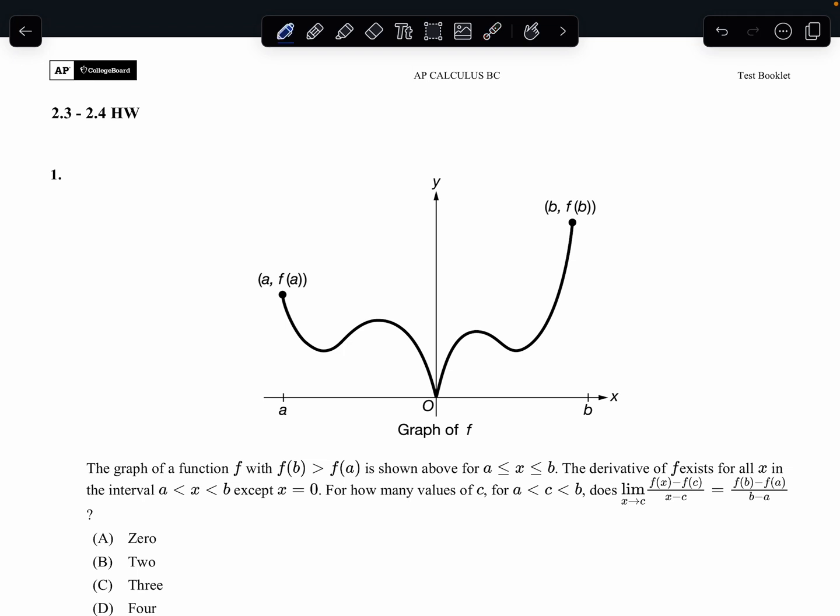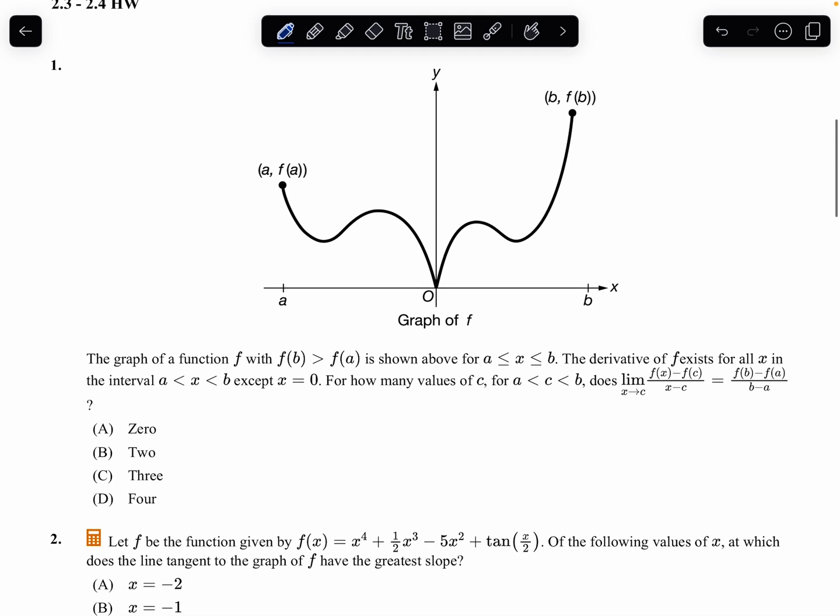It should. Okay, so for number one, the graph of the function with f of b being greater than f of a just means that this point is greater than that point. That's what that means, as shown from a to b. The derivative of f exists for all x from a to b except at x equals 0. And that looks like it's going to be the case. Looks like we have a cusp right there. For how many values of c, so how many times in this interval will this be equal to this?